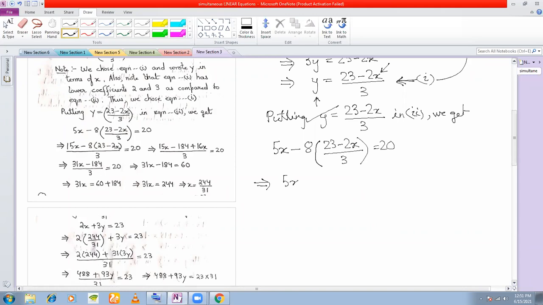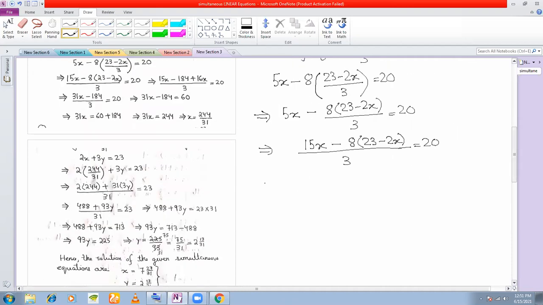So this is 5x minus 8 times 23 minus 2x divided by 3 is equal to 20. Now you take the LCM. LCM is 3. So this you get 3 into 5x is 15x minus 8 times 23 minus 2x is equal to 20.